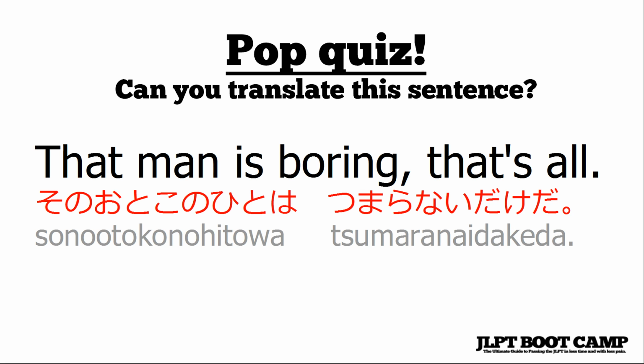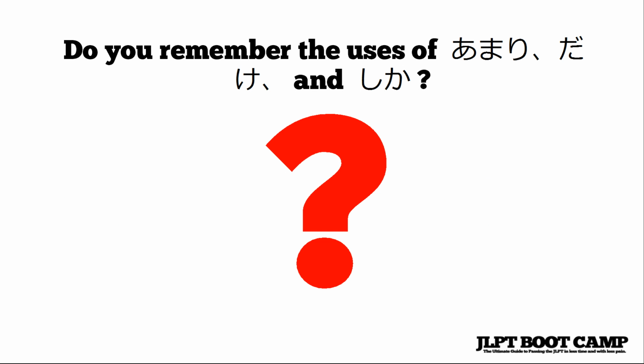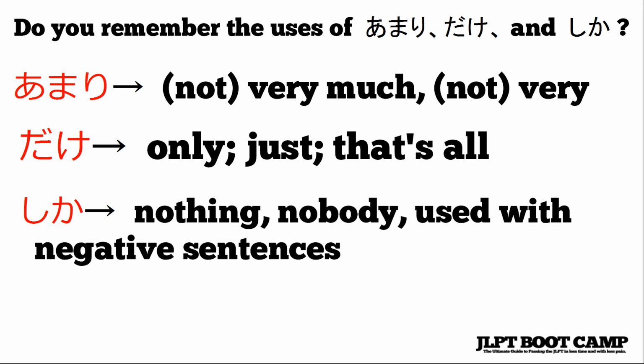Okay, real quick review. Do you remember the uses of amari, dake, and shika? All right, let's just go over them real quick. Amari is not very much, not very. Dake means only, just, that's all. And shika means nothing, nobody, but this thing. And it's used with negative sentences. So that's it for those three particles.